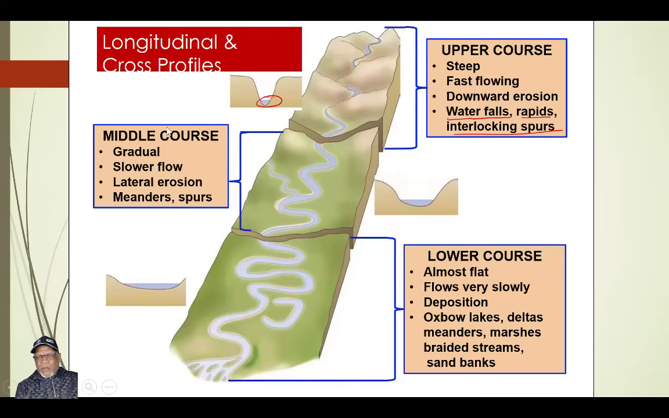Then in the middle course, you can see the volume of water is increasing because more tributaries are joining the river. The gradient is gradual. The river flows slower because it's no longer as steep as in the upper course. And there is lateral erosion. Lateral erosion means sideways erosion, which means the river valley is becoming wider.